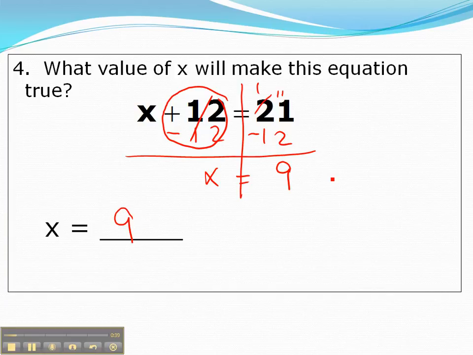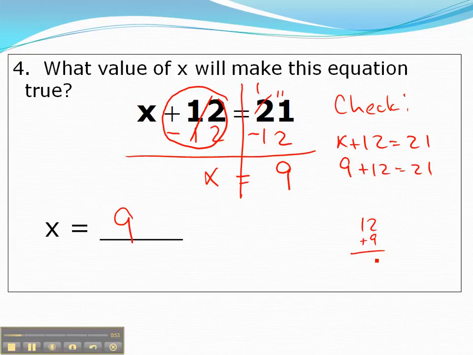So x equals 9. We never finish without checking our work. The original equation was x plus 12 equals 21. So if x is truly 9, 9 plus 12 should equal 21, and 9 plus 12 does equal 21. So we know we did it right.